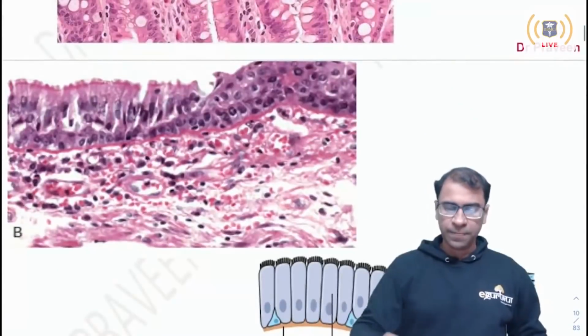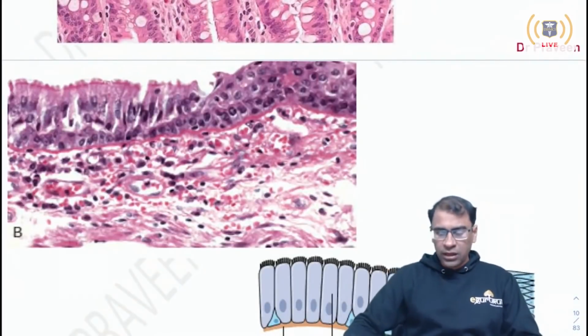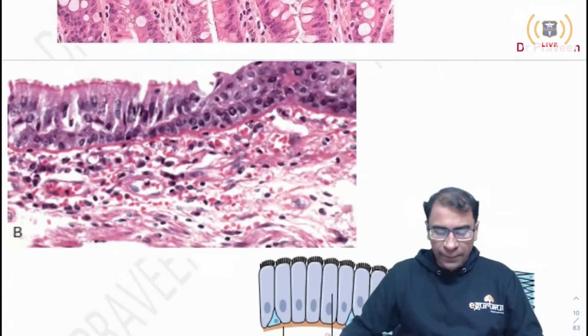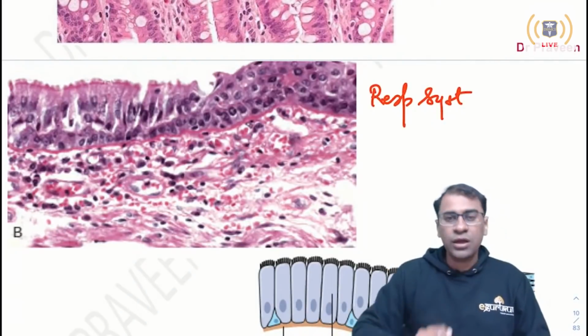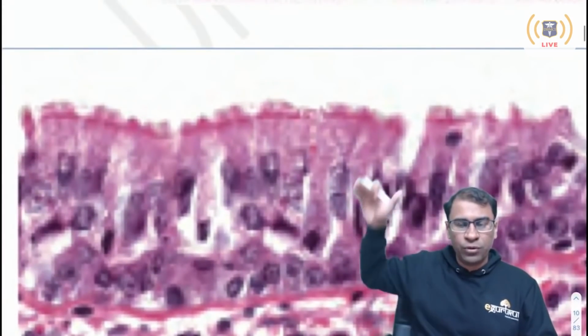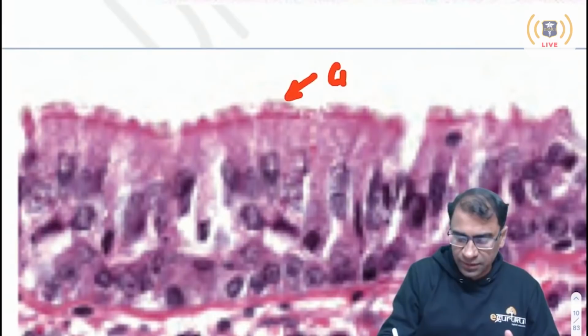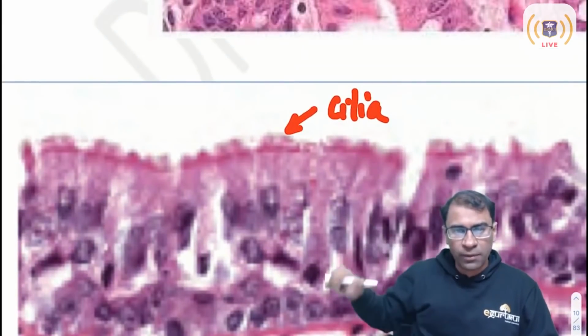Look at this one. Now, this same image came in this year's NEET exam, NEET PG exam obviously. What happens? This is the respiratory system. Now, what you're seeing is the columnar epithelium. Now, look at the cilia here. This is cilia, and these are column-like cells. You see the column-like cells?